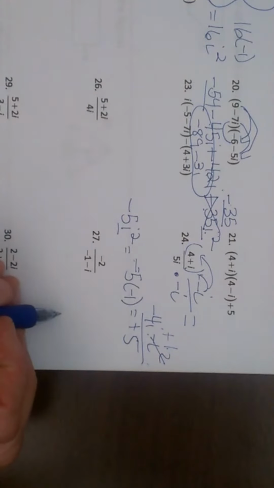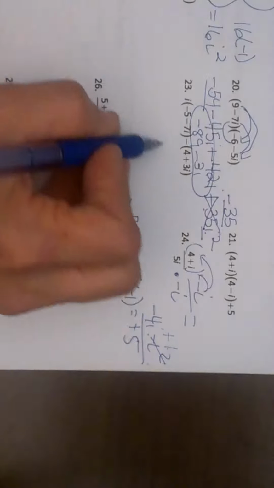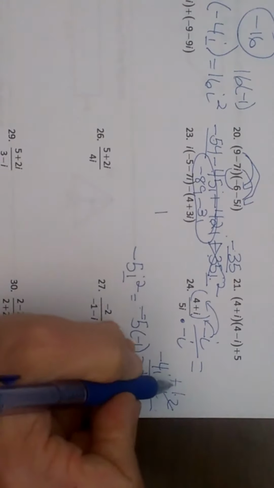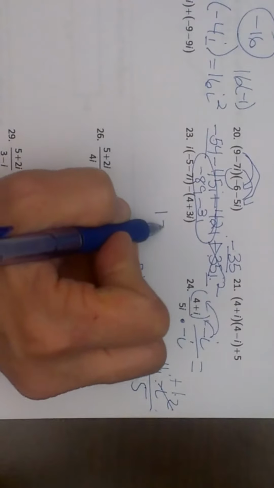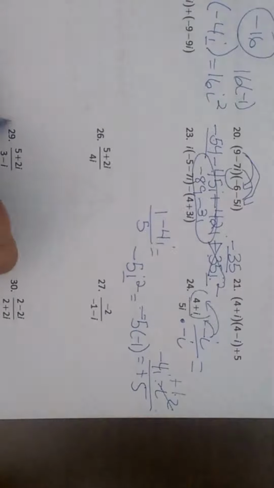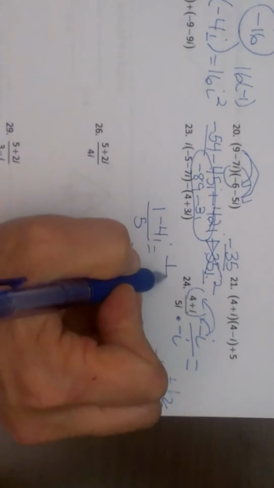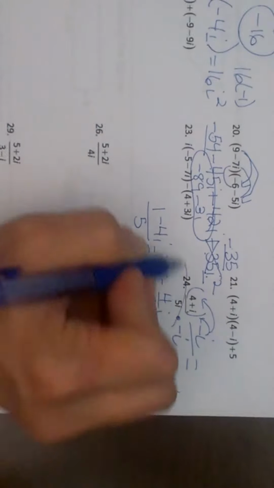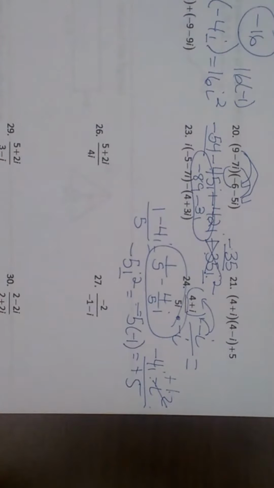So now let's get it in the correct form. I'm going to have to go over here and write the final answer. 1, because my real numbers first, minus 4i, all over 5, and then you need to split that into two parts. So I have 1/5 minus 4/5 i, and that's the final answer. So that's how you multiply and clear the denominator.